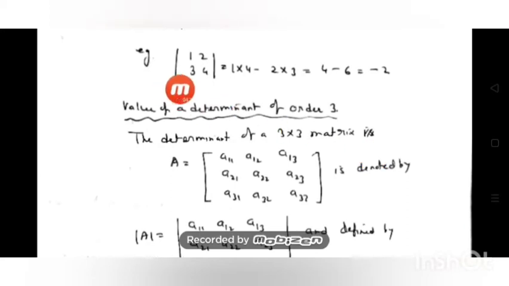Let me give you an example. Suppose this is a second order determinant. First row is 1, 2 and second row is 3, 4. If you want to find its value in terms of the first row, you write down the first element 1, then cross multiply: 1 into 4, then give a minus sign, 2 into 3. 1 into 4 minus 2 into 3. This is very simple to remember. 1 fours are 4, minus 2 threes are 6, 4 minus 6 is equal to minus 2. So this is the value of the determinant.